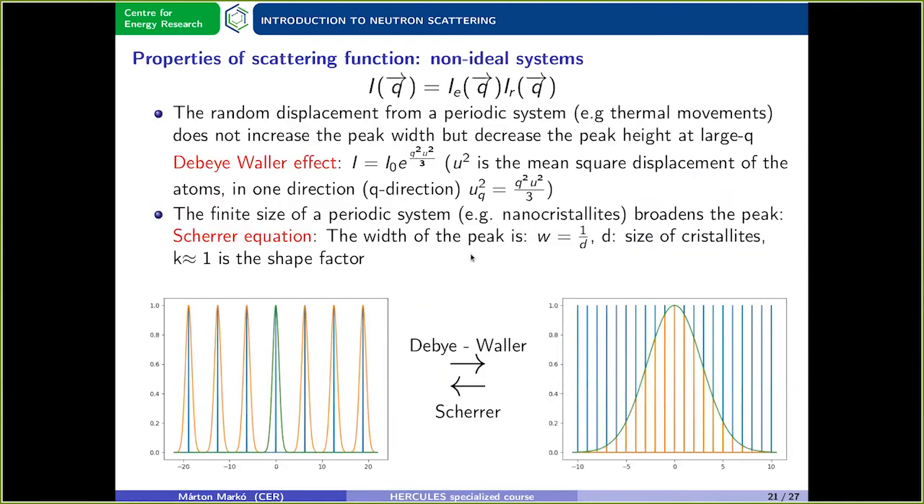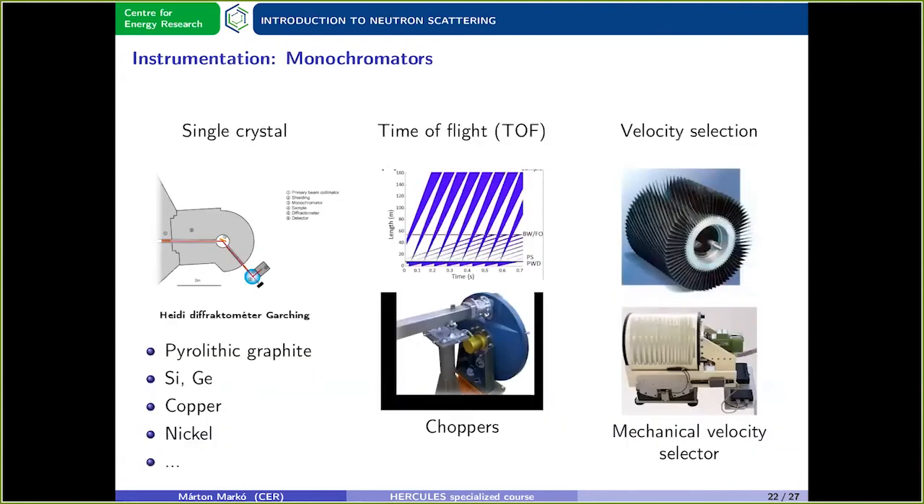Oops, why is it here? Yeah, this was the end of the kinematical scattering, which works also for X-rays and neutrons and electrons and so on. And now I will show a little bit about instrumentation.